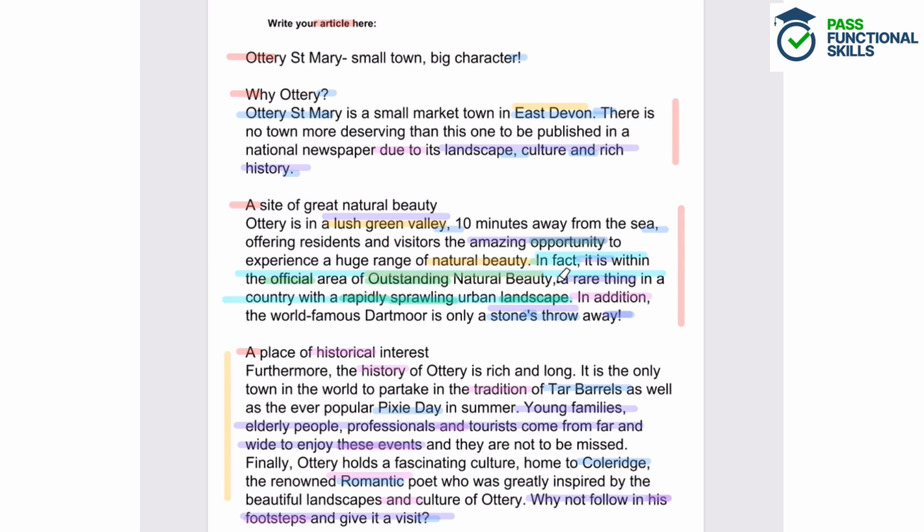And then we've added a comma here. And this shows that we're going to talk about something that is related to this, but slightly different. So it's not just within this area, but this is a rare thing in a country with a rapidly sprawling urban landscape. So whenever you can add some extra details using a comma or connective word, then try to do that and make your answers a little bit more well joined together, a little bit more cohesive.